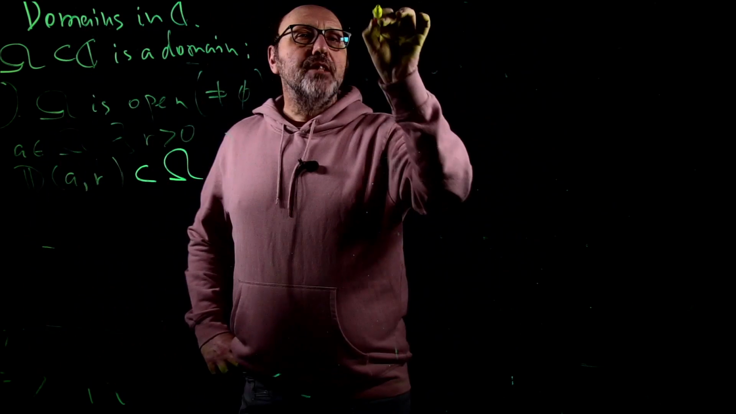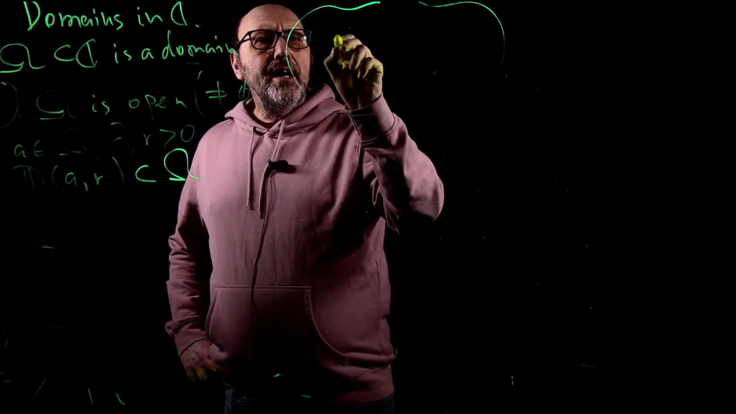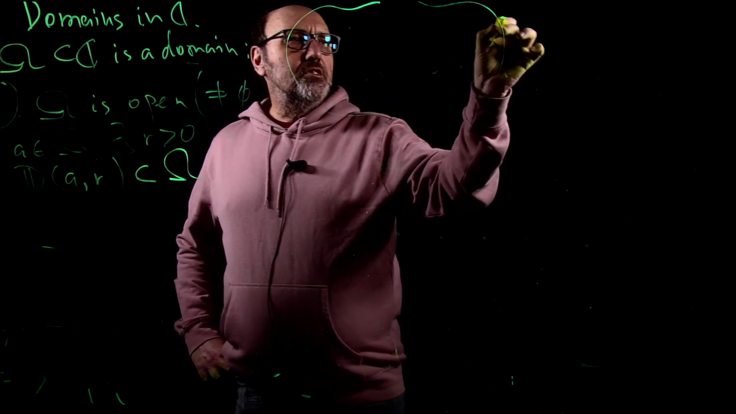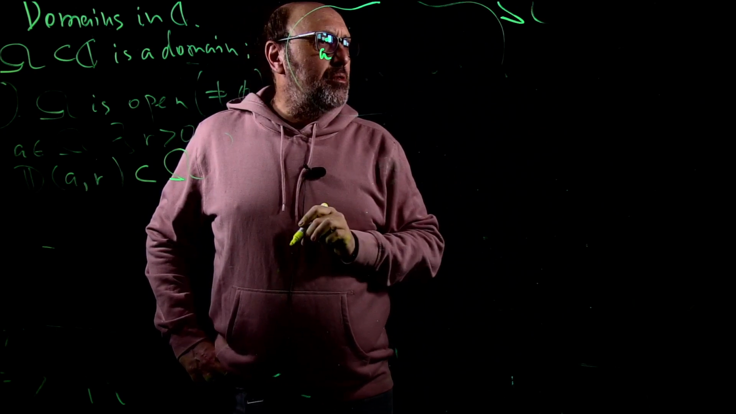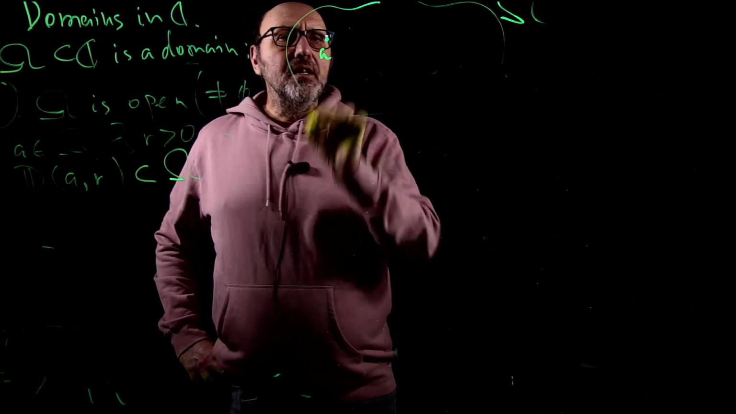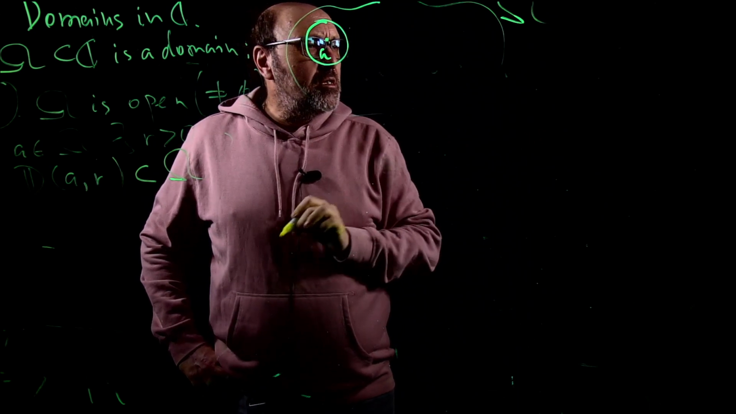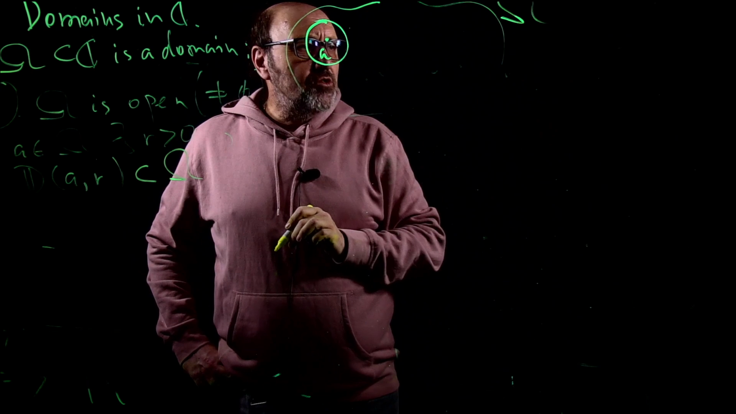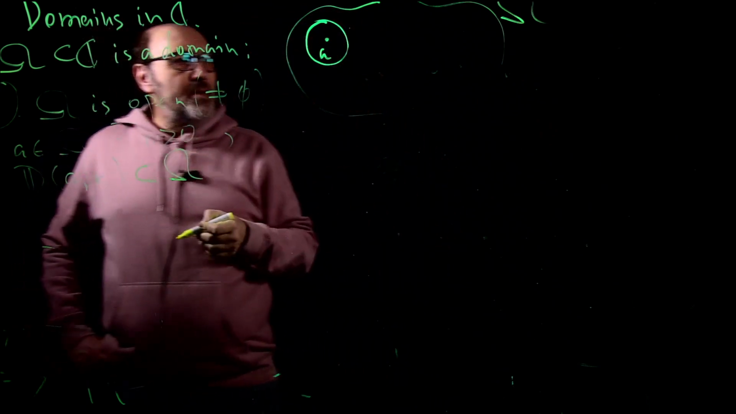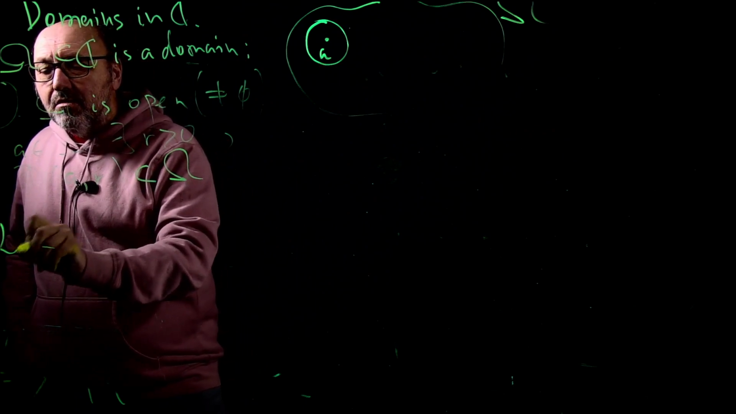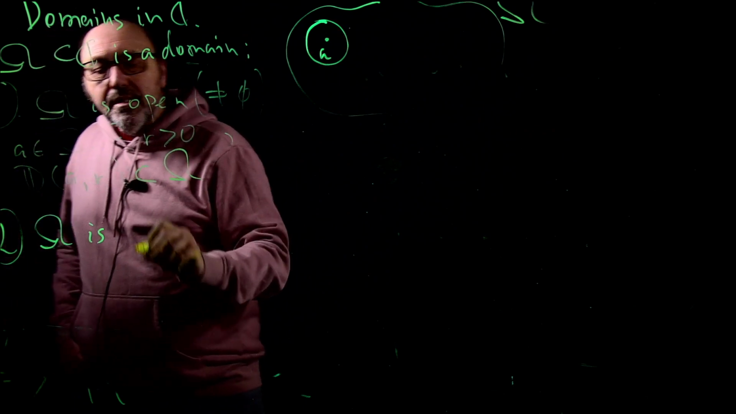So this means that you have something like this, right? If this is your domain omega, then if you pick any point A in omega, then a very small disk centered at A is contained completely in omega. So this means omega is open. And the second property: omega is a connected set.